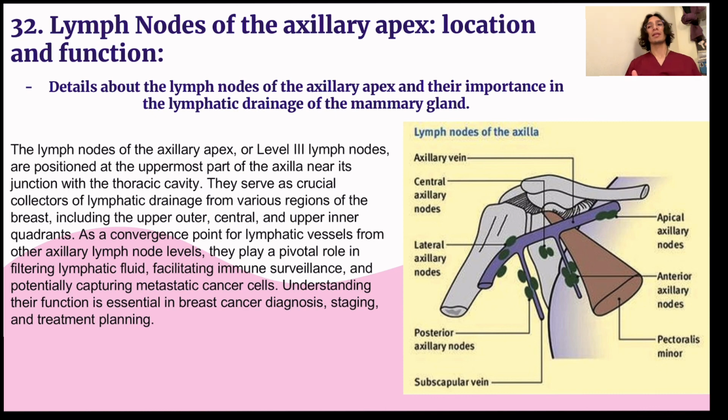Lymph nodes of the axillary apex, location and function. The lymph nodes of the axillary apex, or level 3 lymph nodes, are positioned at the uppermost part of the axilla near its junction with the thoracic cavity. They serve as crucial collectors of lymphatic drainage from various regions of the breast, including the upper outer, central, and upper inner quadrants, as a convergence point for lymphatic vessels from all the axillary lymph node levels.